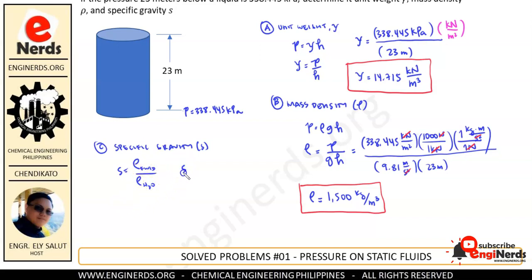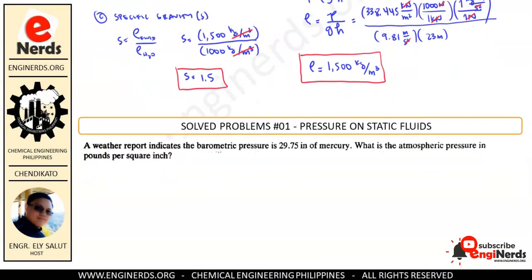Okay, so, our density of the fluid is equal to 1,500 kilogram per cubic meter divided by the density of water, which is 1,000 kilogram per cubic meter. Therefore, our specific gravity will be equal to 1.5. This will be dimensionless dahil magka-cancel out ang ating mga unit. So, this is our final answer. Okay, so nasagutan na natin yung second problem. Punta na tayo sa ating pangatlong problem.